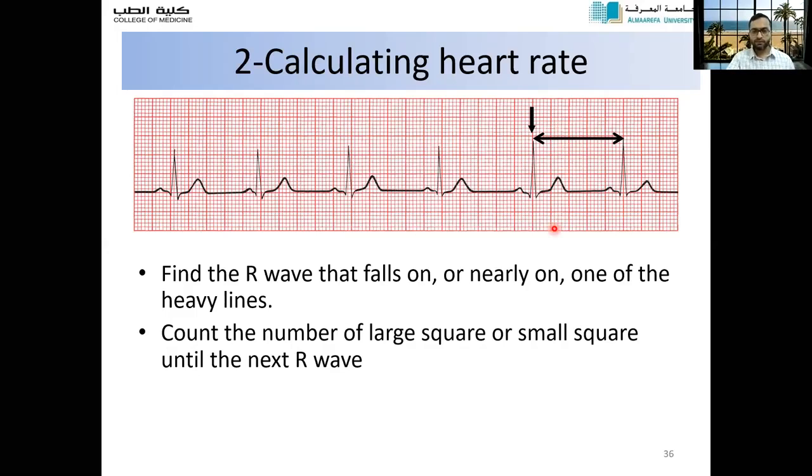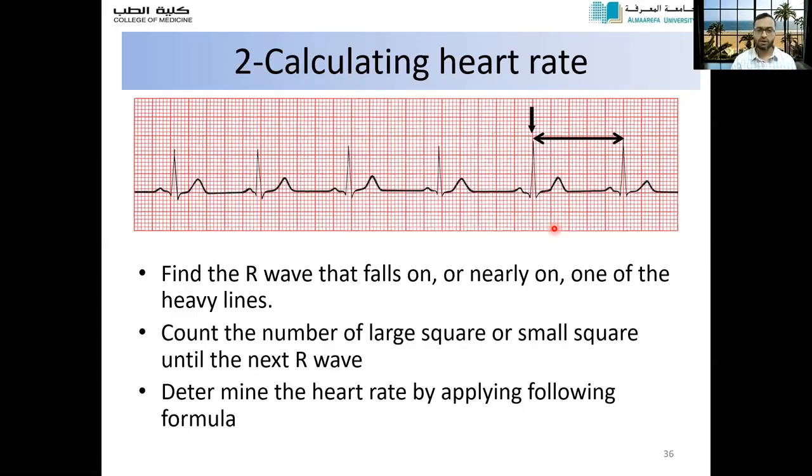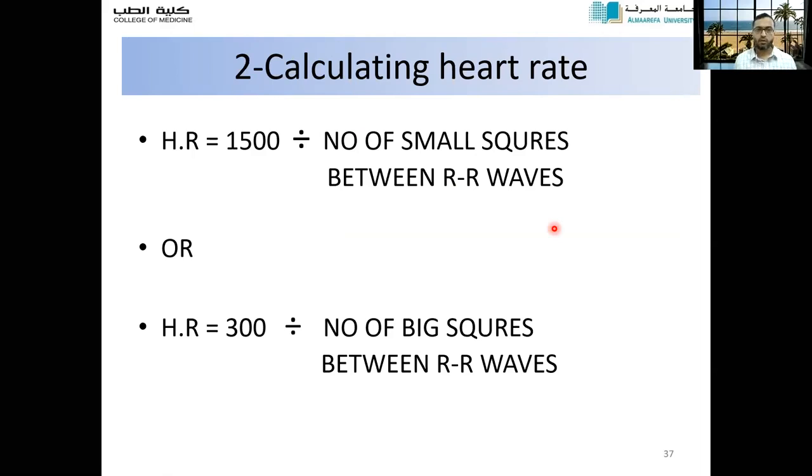And now from the previous step, we know that it's regular, so we can use the formula. What is the formula? If you are counting the small squares, then the heart rate equals 1500 divided by the number of small squares between the R and R. Or if you are counting the big squares, then the formula is 300 divided by the number of big squares between the R and R.